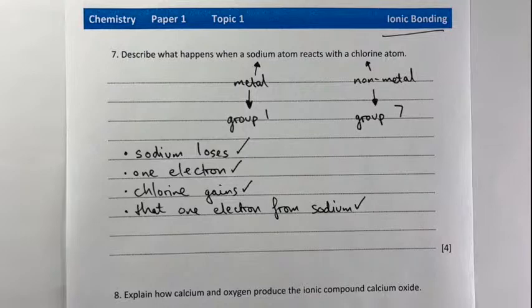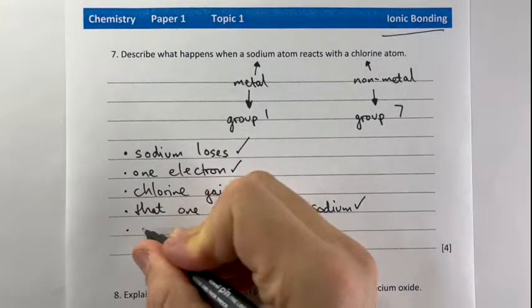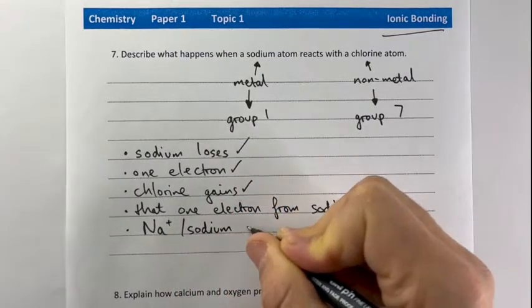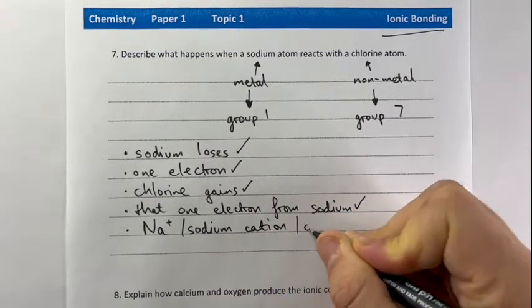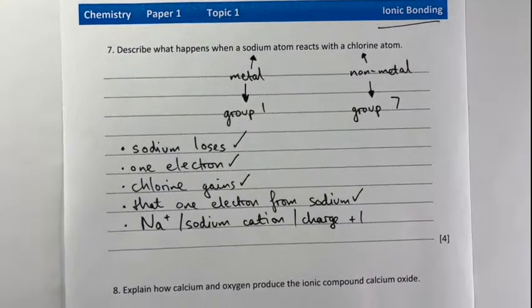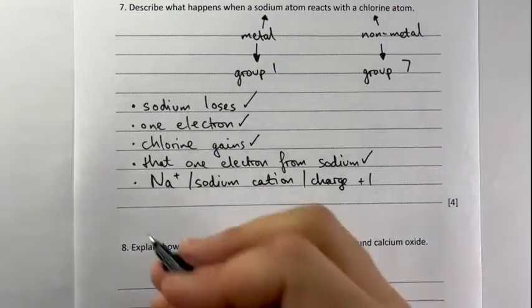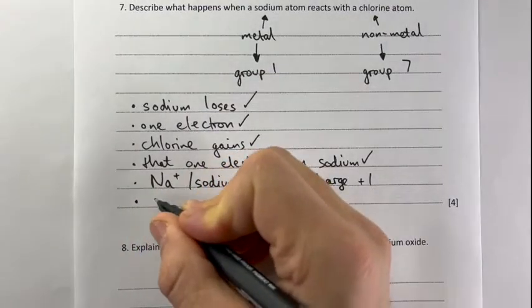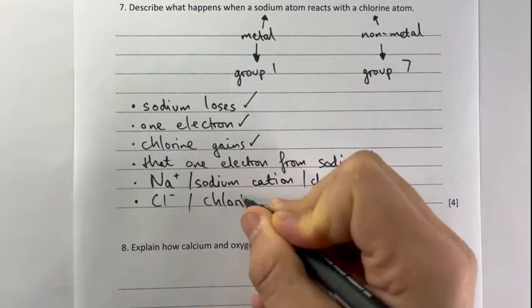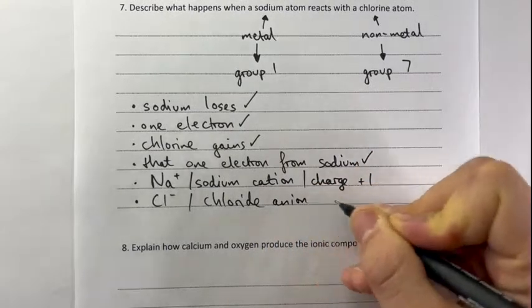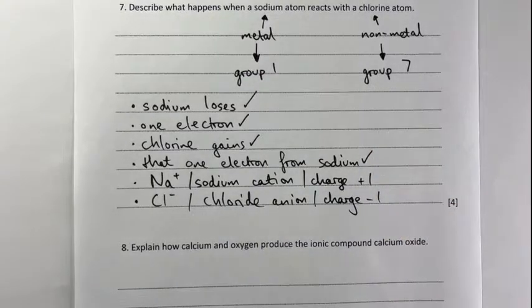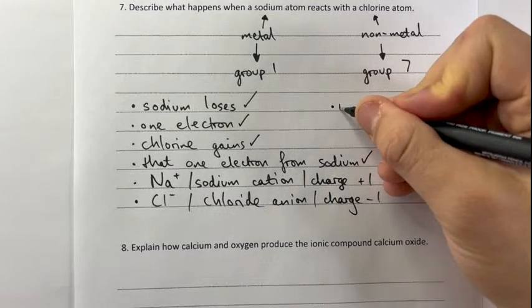It's an easy question. And then you can write Na+ or sodium cation or charge is +1 for another mark, potentially, if you never said that above, okay? And then the chloride anion, so it's Cl- or chloride anion, which has a charge of -1. And the last thing you can say is an ionic bond forms.